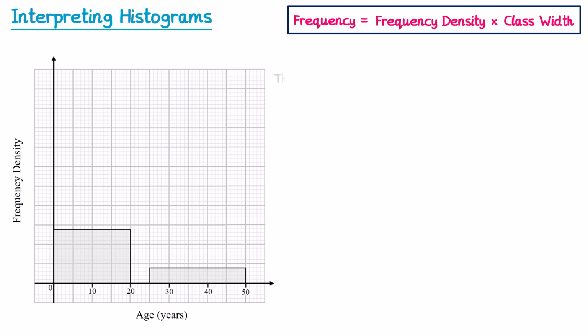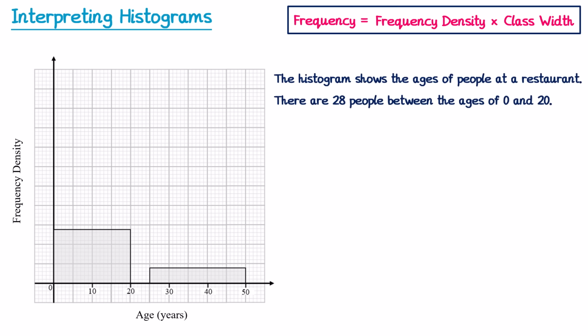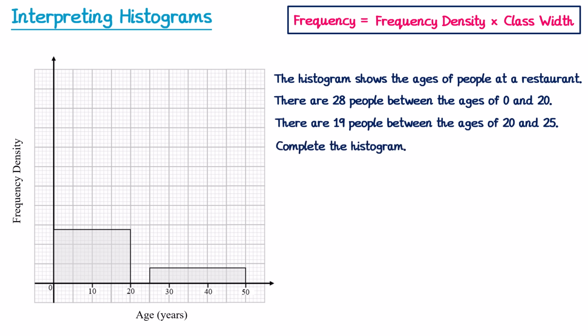In a question like this, you could be told, the histogram shows the ages of people at a restaurant, and there are 28 people between the ages of 0 and 20, and there are 19 people between the ages of 20 and 25, and then we'd be asked to complete the histogram.